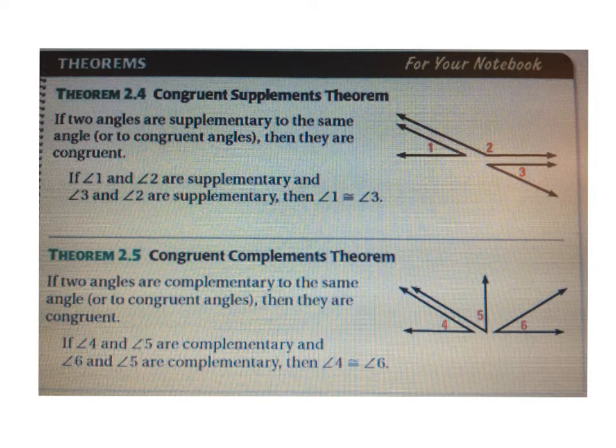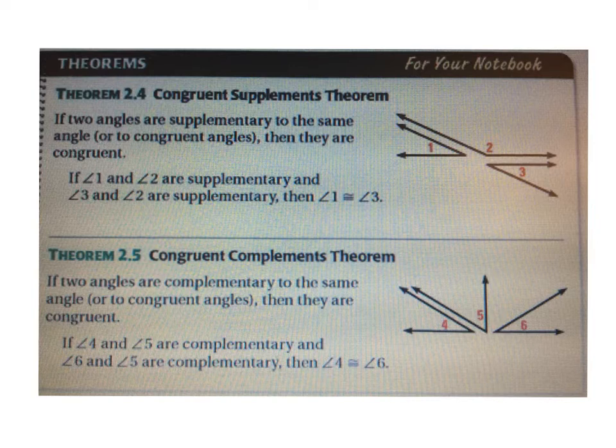Okay, so we're going to talk about a couple new theorems here. First we have theorem 2.4. Again, you don't need to know the number, but you do need to know the name. The name of theorem 2.4 is the congruent supplements theorem. And again, this one makes sense as long as you know your vocabulary words. So congruent, we know that they're going to be the same measurements here. The supplements, that's supplementary angle is what that's referring to. So whenever we have supplementary angles, that means that they total up to 180 degrees.